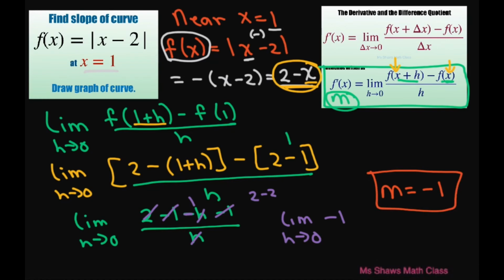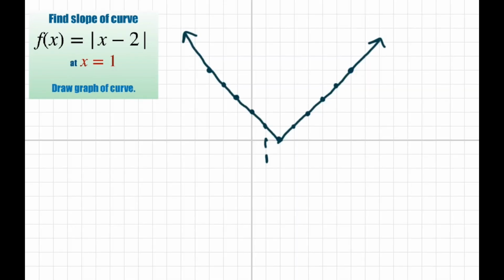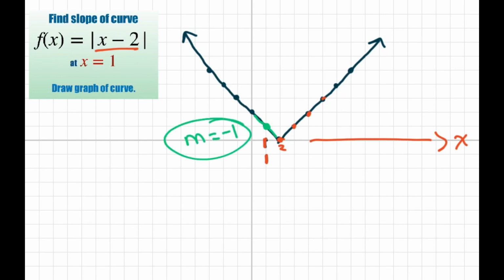But let's look at the graph. This is just the absolute value function shifted to the right by 2 units. So I shifted it to the right. It's pretty easy to graph. And then we're looking at what's going on at x equals 1. This is your x-axis here. All right. So at 1 or near 1, this slope here you can see is negative 1. And that's what we were looking for.